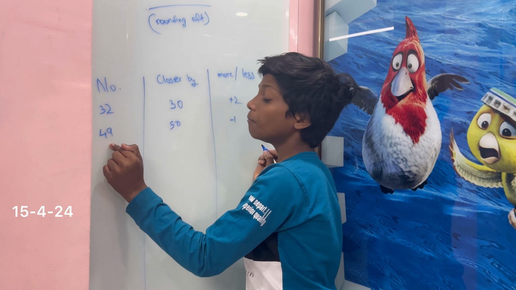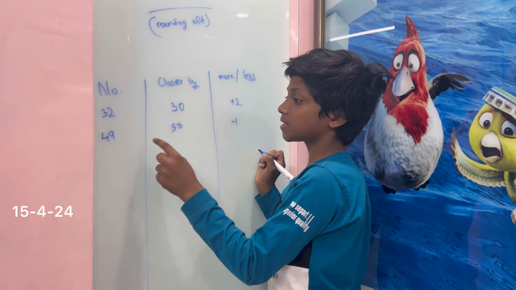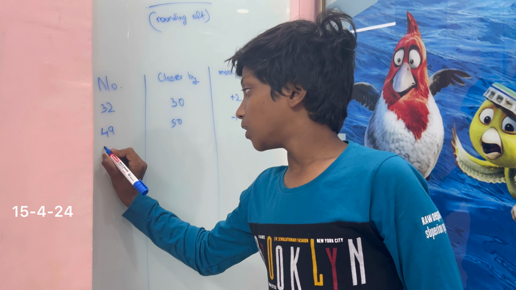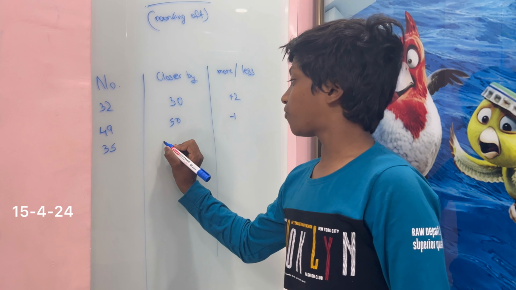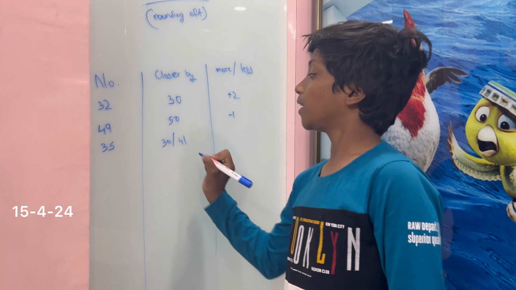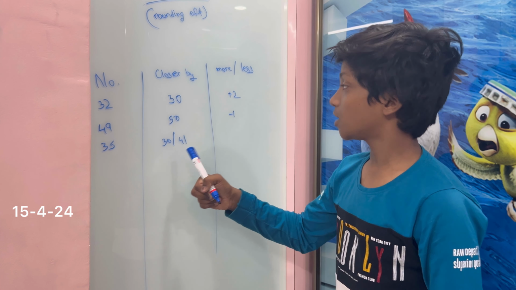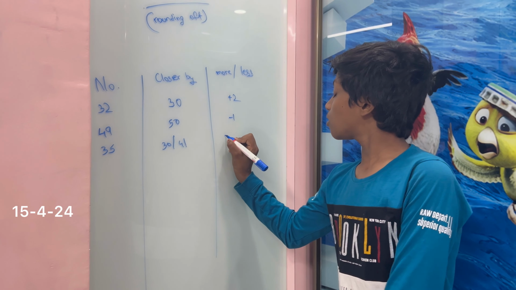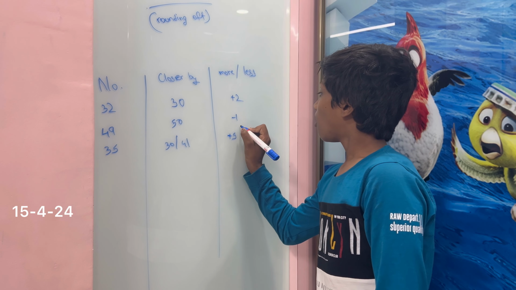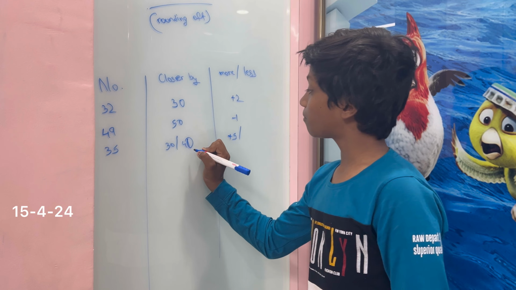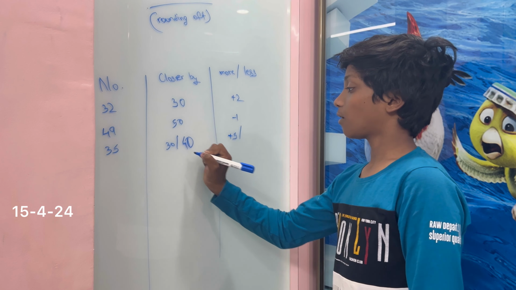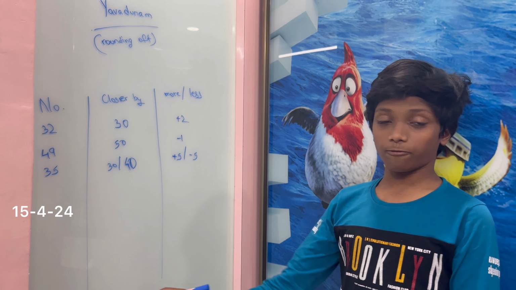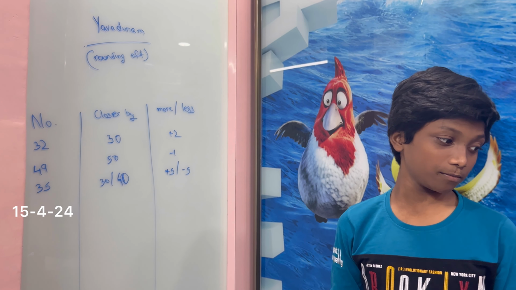And if this number is lesser than this number, we keep plus. And suppose if we have 35, it can be of 30 or 40. In that case, you have to give 30 first. So 30 means plus, because it's smaller than 35. So plus 5. Or for 40, what will we keep? For 40, it's minus 5. Okay, like that we have to do Yavadunam. Okay.